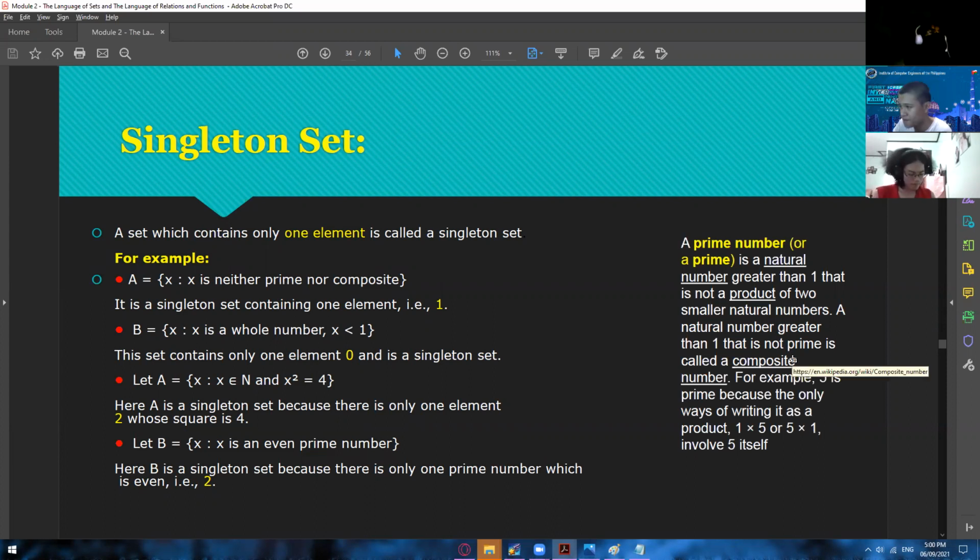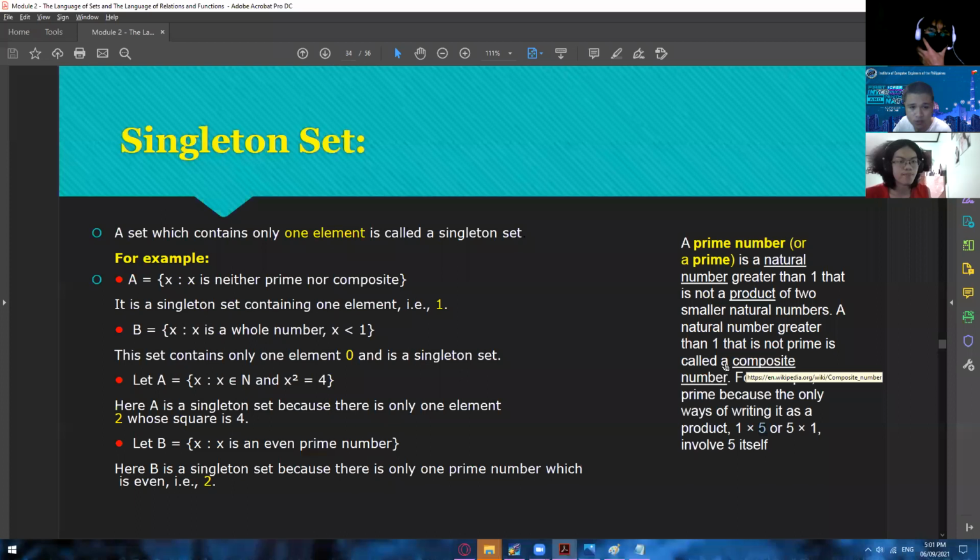So for example, 5 is prime because the only ways of writing it as a product is 1 times 5 or 5 times 1, which involves 5 itself. So the number itself has to be there for us to be able to call it a prime number. But if the number itself doesn't appear, we call that a composite number, like 2 times 2 is equal to 4. So in here, it is a singleton set containing one element. So this one is neither prime nor composite.